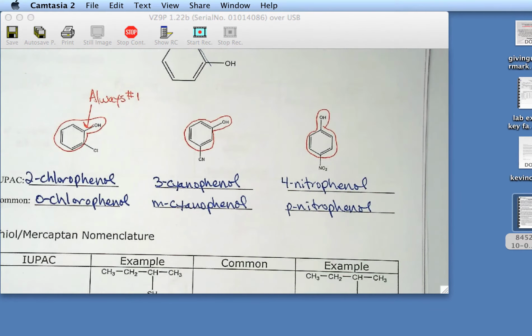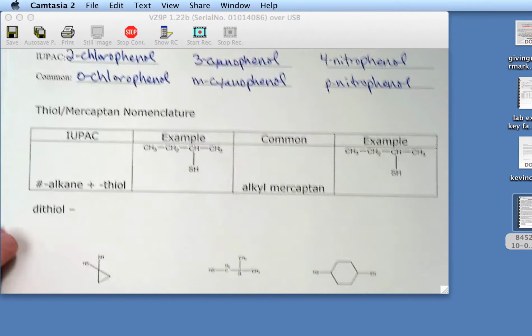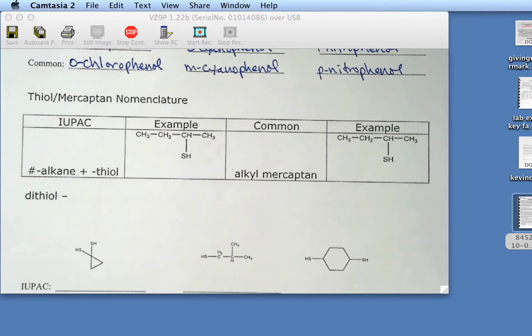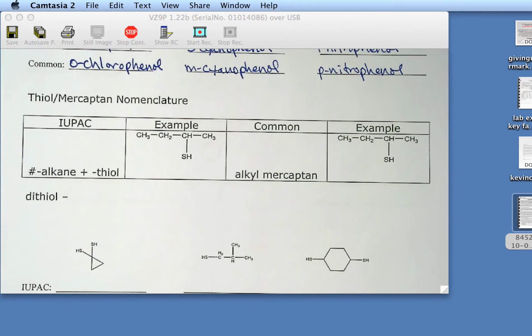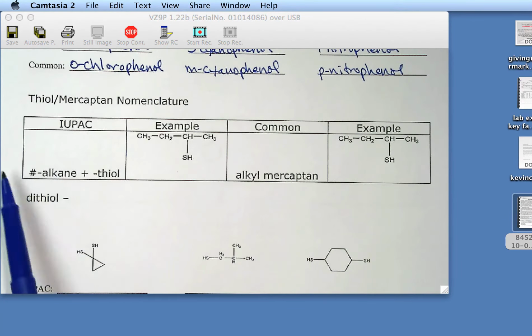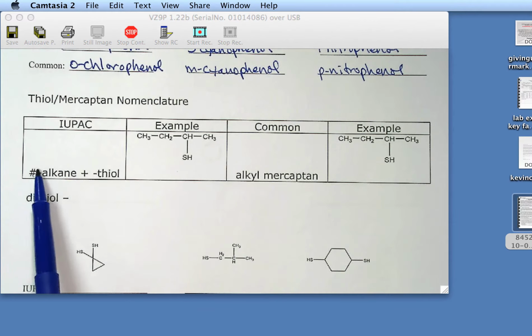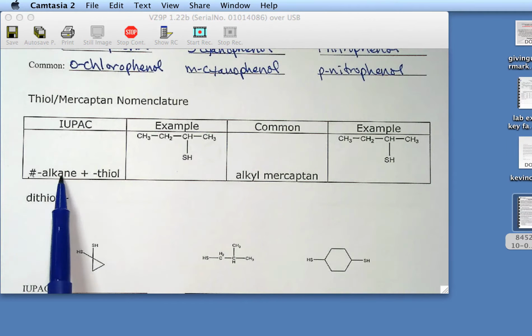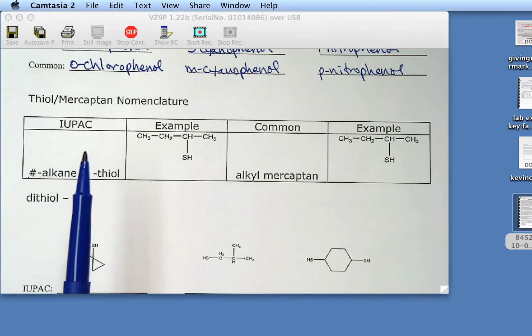All right, the next functional group we're going to learn, thiol, mercaptan nomenclature. This is a lot like OH, it's SH. So we're dealing with sulfurs. In IUPAC nomenclature, you have the number, then the alkane. You keep the E on the alkane because thiol starts with a consonant, so you don't drop it.